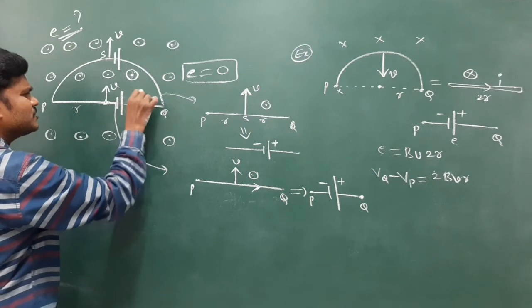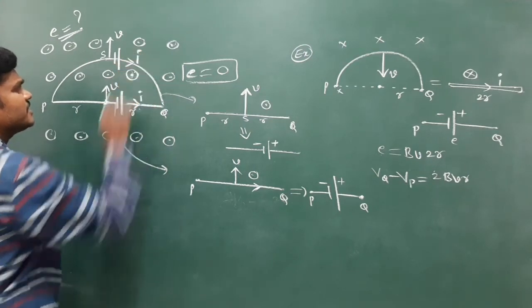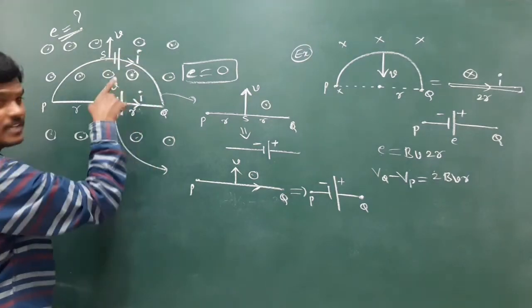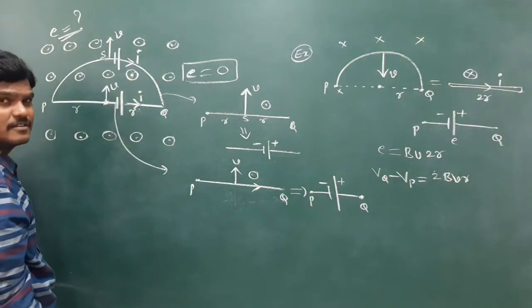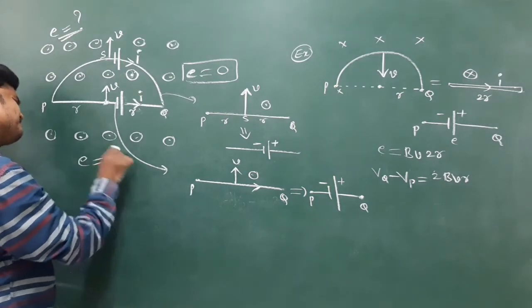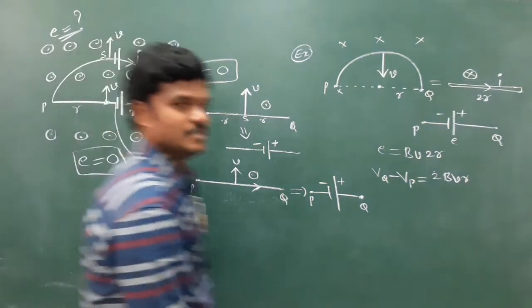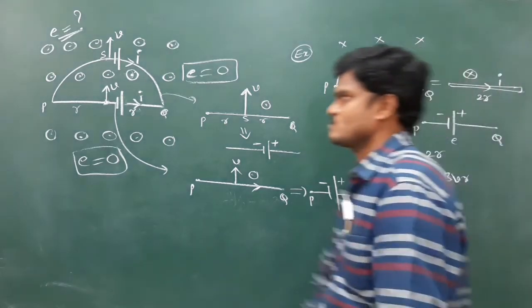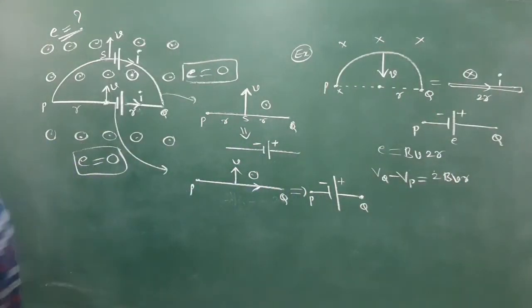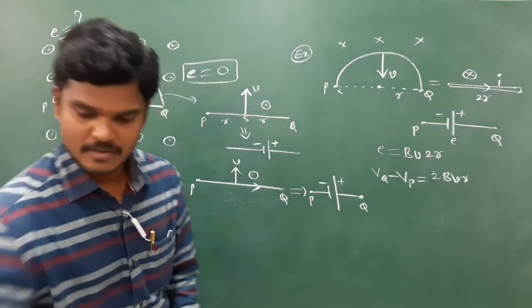So if some current flows in this direction, the same amount of current comes like this, because it is a closed loop. So these two currents cancel each other. Therefore, what is the EMF? EMF becomes 0. So in a closed loop, EMF is 0.